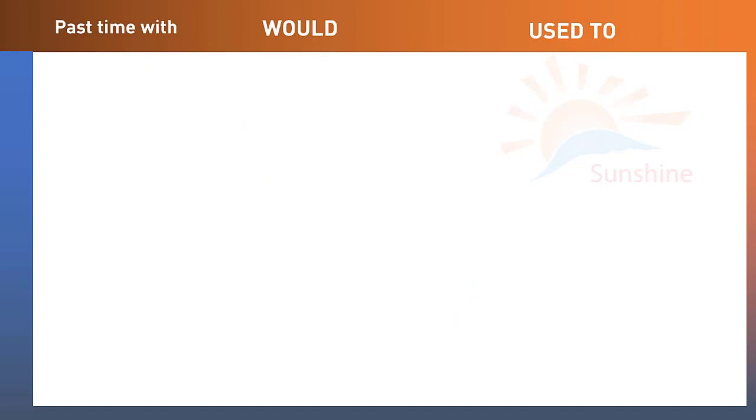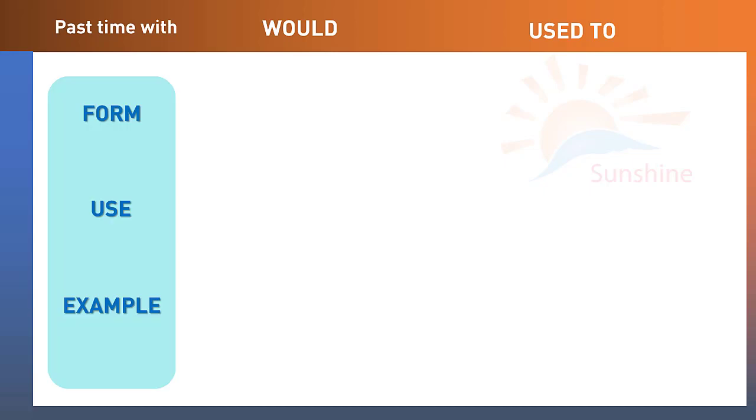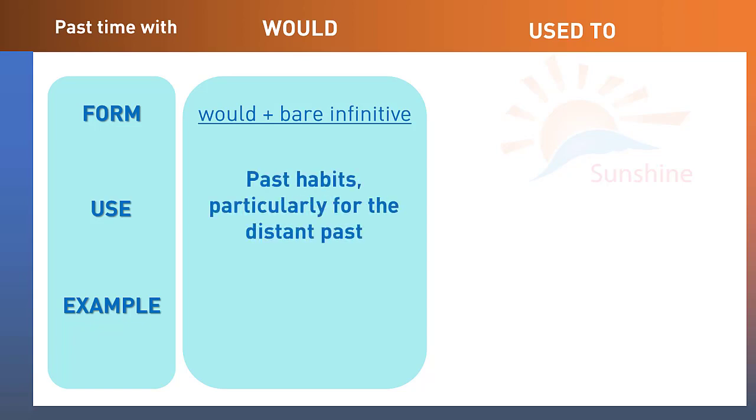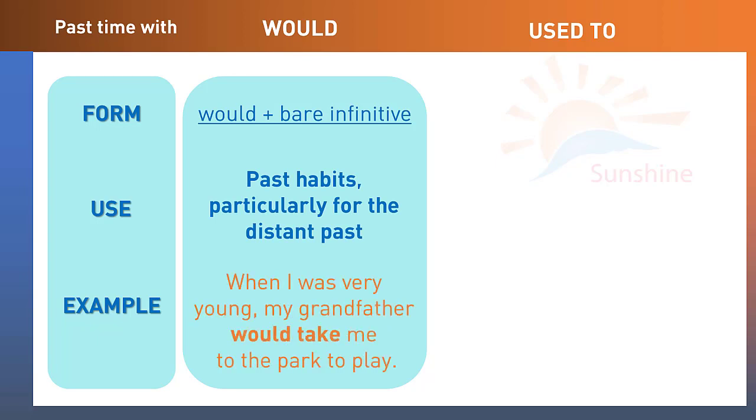Let's look at using the terms would and used to with the past tense. First, we'll look at the word would. To form this, we use would and the bare infinitive or zero infinitive. This is the base form of the verb without the word to. We use this for past habits, particularly for the distant past. For example, when I was very young, my grandfather would take me to the park to play.